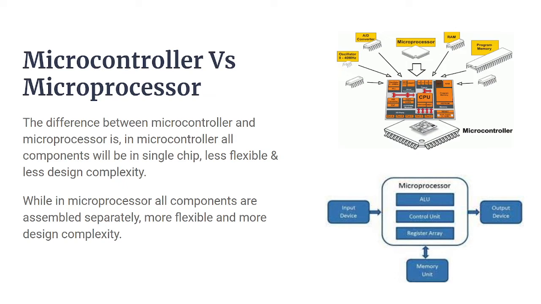So let's see microcontroller versus microprocessor. The main difference between microcontroller and microprocessor is in microcontroller all the components will be in single chip, which results in less flexibility and less design complexity. So here you can see in this image the components of microcontroller are in a single chip, while in microprocessor all components are assembled separately, which results in more flexibility and more design complexity that you can see over here in the schematic diagram of microprocessor.